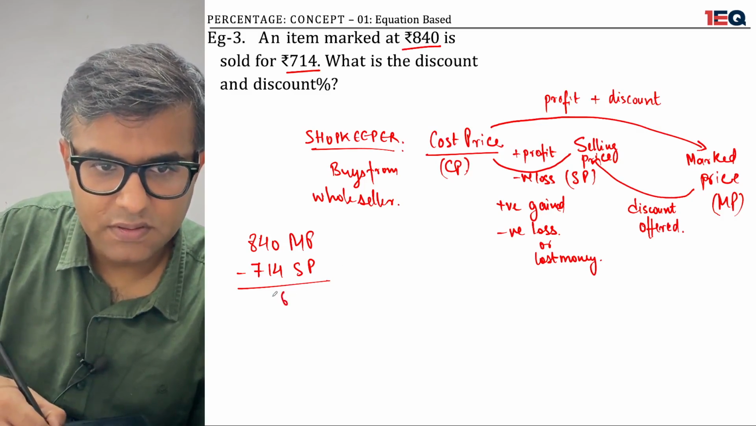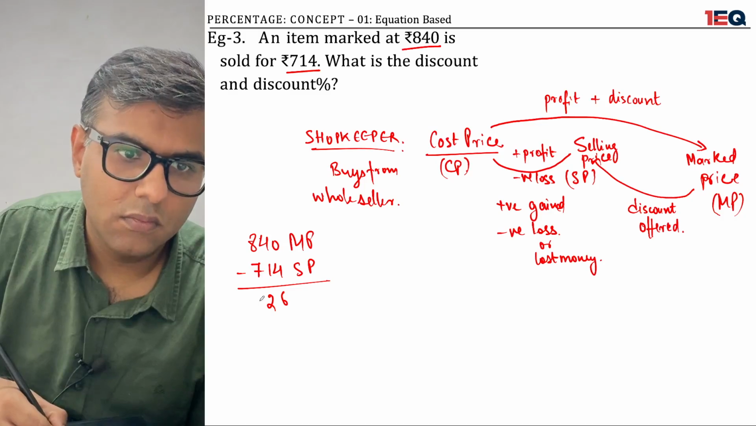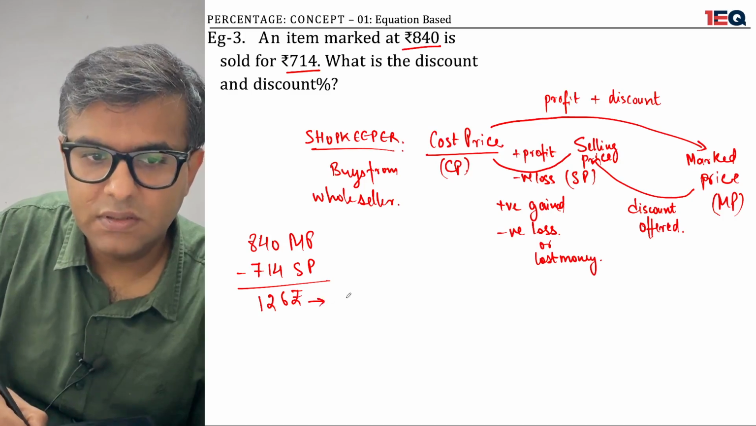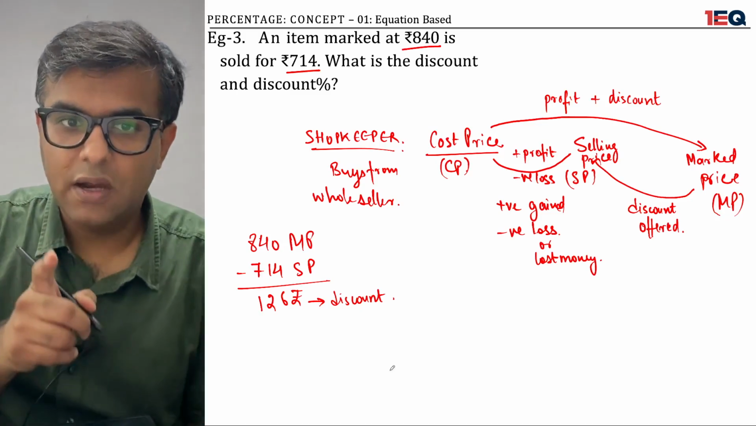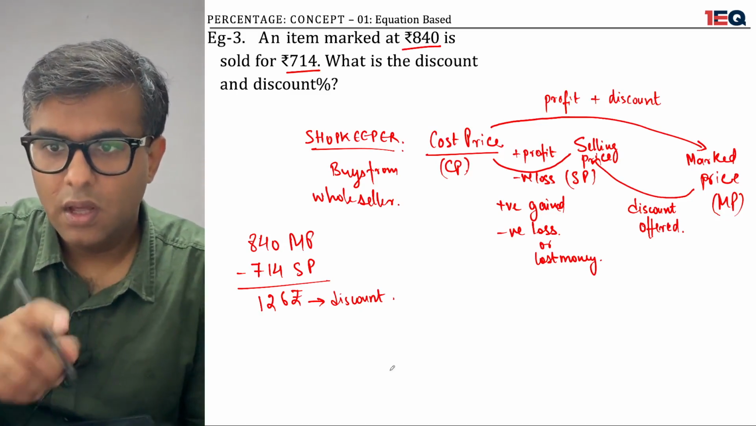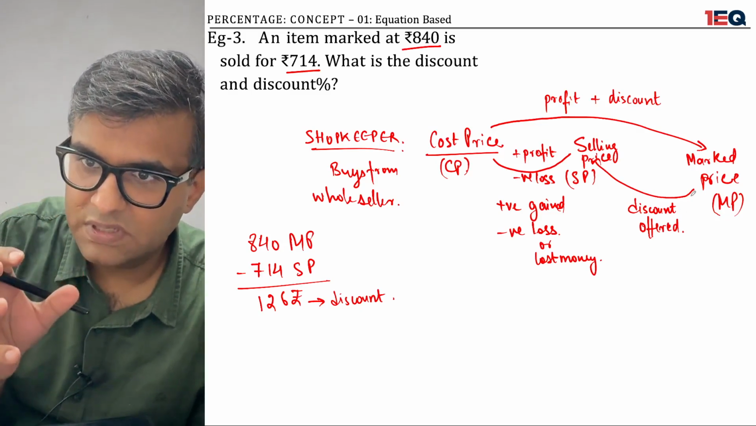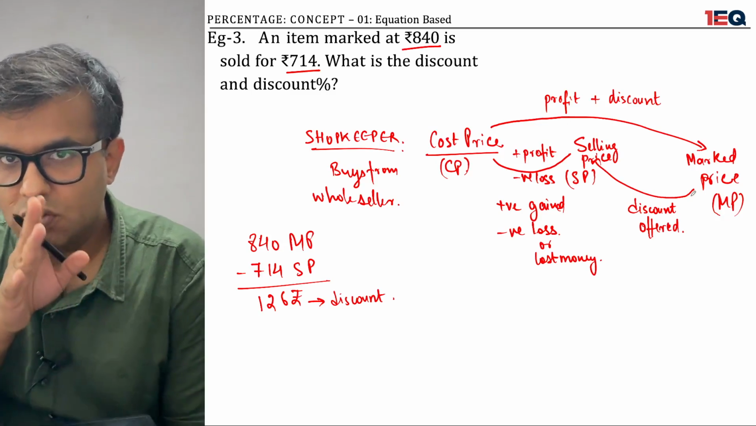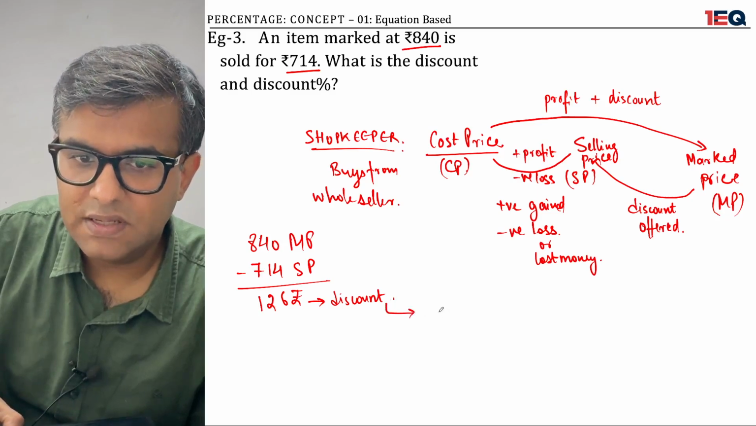And the discount here is 126 rupees. The discount is in rupees. It is also asking for the discount in terms of percentage. As I've told you here, the discount is already focusing on the mark price. It is not going towards selling price. So the discount is always focused on the mark price. So I wish to take out the discount percentage.